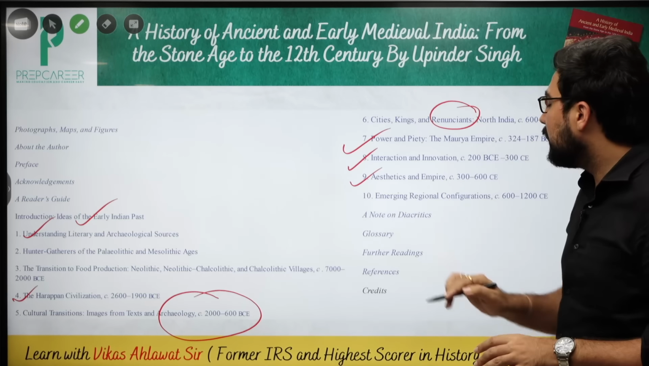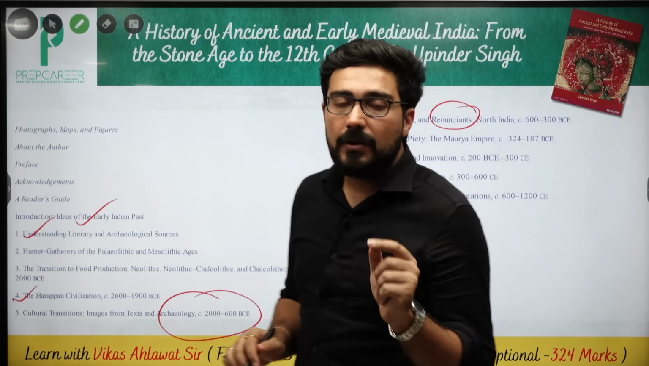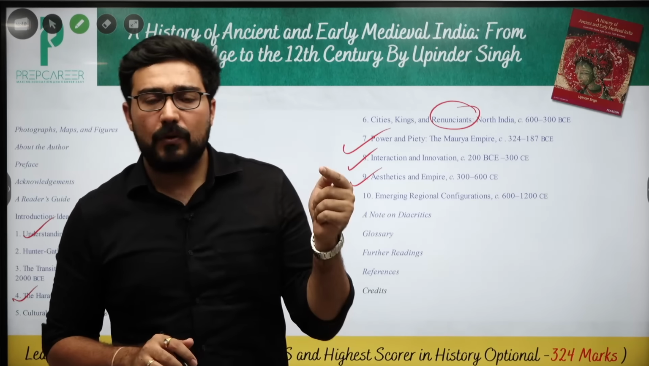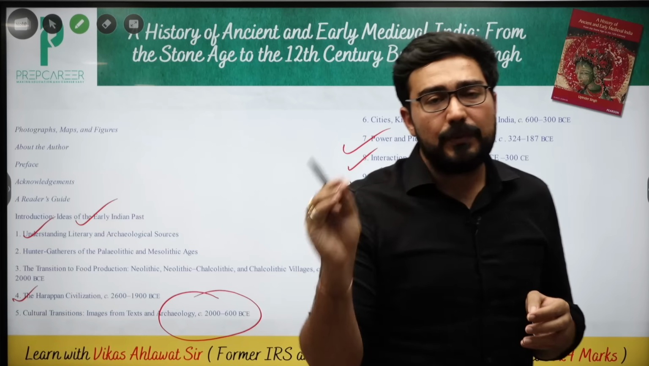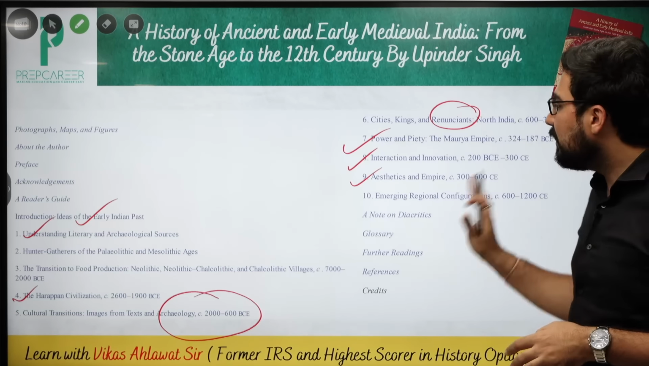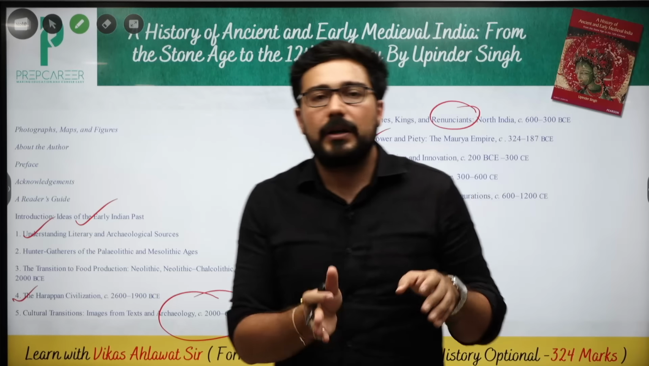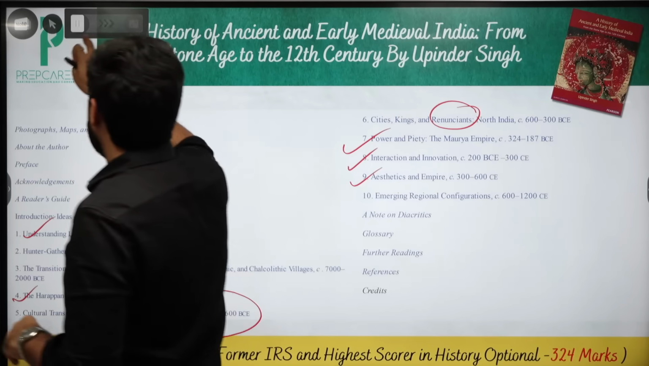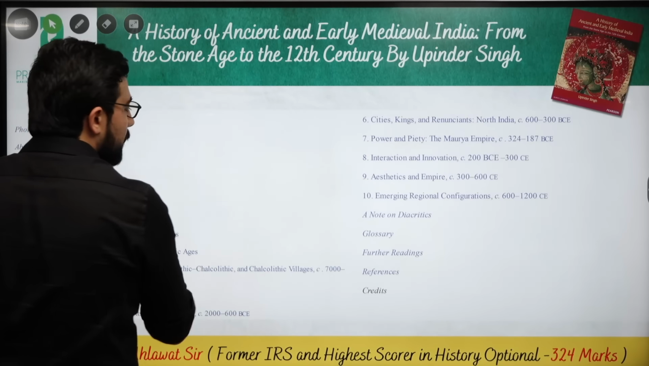Aesthetics and empire: focus on administration, focus on their architecture, focus on specifically the achievements in science and technology. This is very important from chapter number 9. Chapter number 10, you may even skip it because it will be covered in the early medieval period of the book which you will refer for the IGNOU itself. So these are the chapters which you have to read.